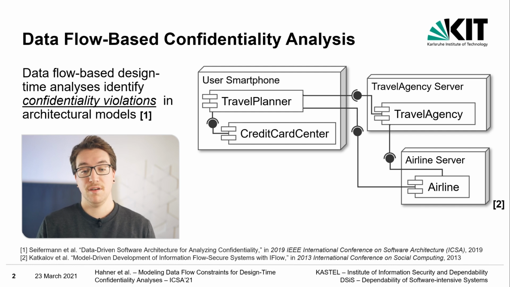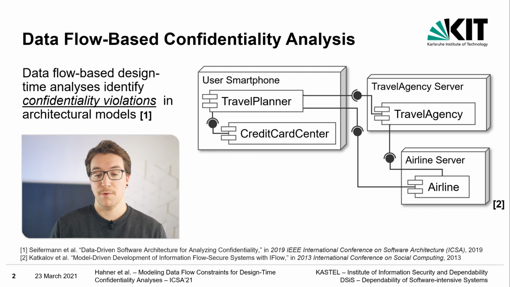An exemplary data flow would be here the user requesting flight offers from the travel agency, which forwards this call to the airline server. The user then selects one flight and books this flight by using the credit card details, which then flow to the airline server directly.